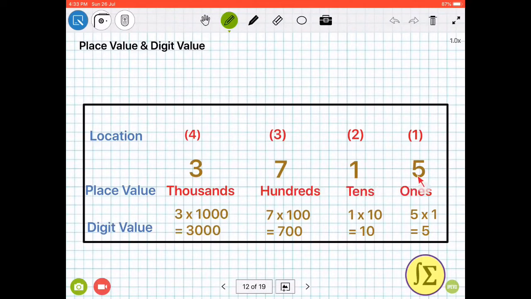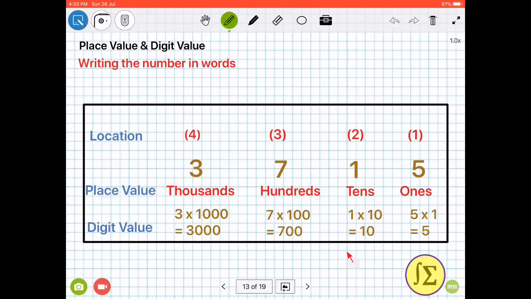As you can see, digit values are all numbers. And you will also notice that except for the first one, all the other digit values are multiples of 10. Whereas the place values are words: thousands, hundreds, tens, and ones.